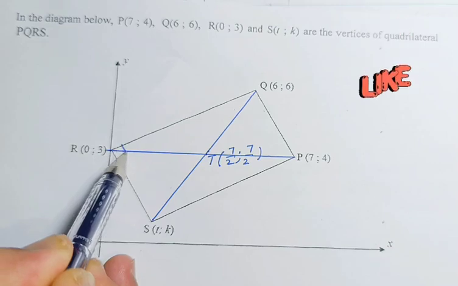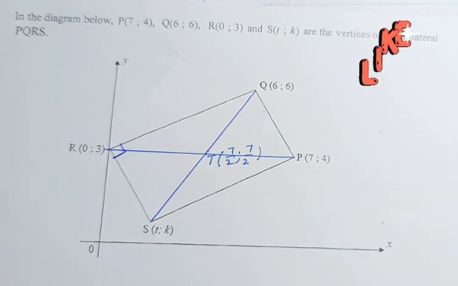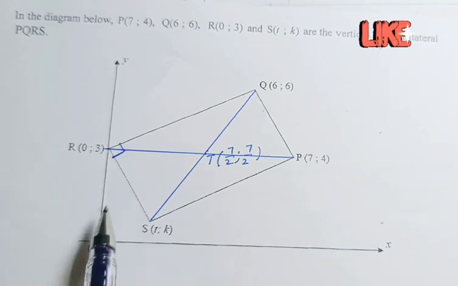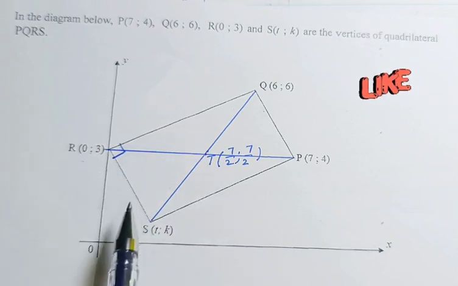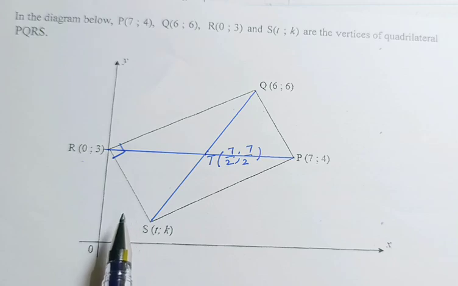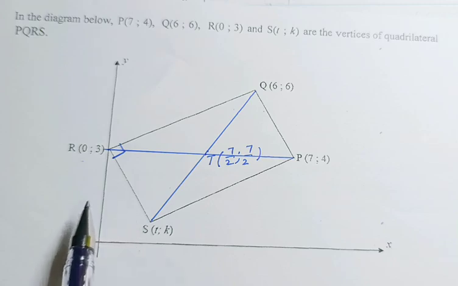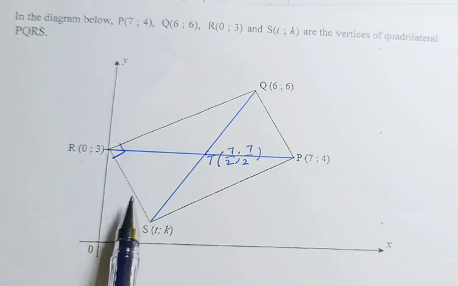So this is a 90 degree. So the angle R is 90 degree. In a rectangle, one of the corner angles is always equal to 90 degree. So that's why in that way we can prove that this is a rectangle.